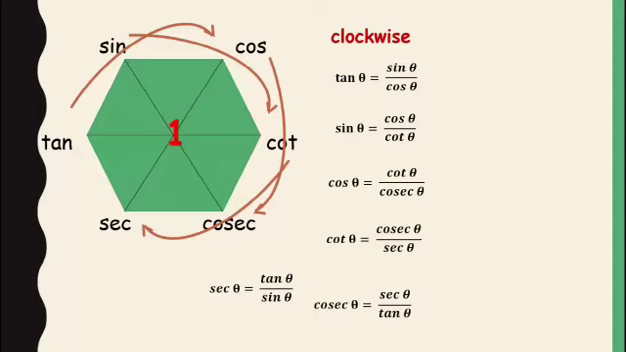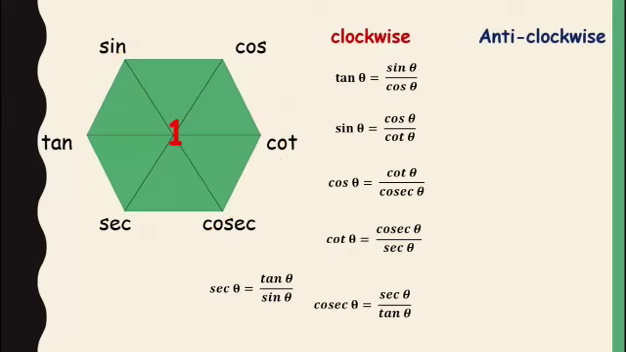Wasn't that simple? One hexagon and six formulas without any effort. But what if you forget that you had to go clockwise and you go anti-clockwise? Let's say you started like this in the anti-clockwise direction. Don't worry, the pattern still holds true. First will equal second by third: tan theta equals sec theta by cosec theta.